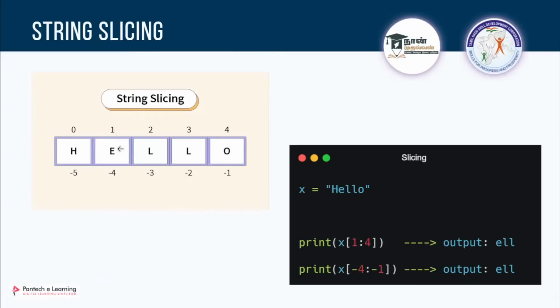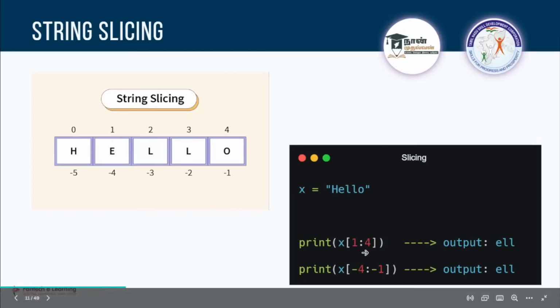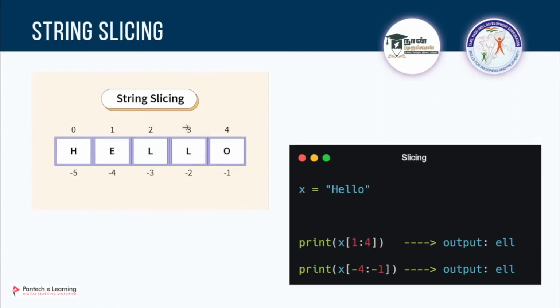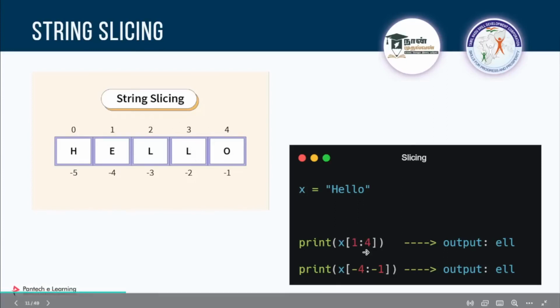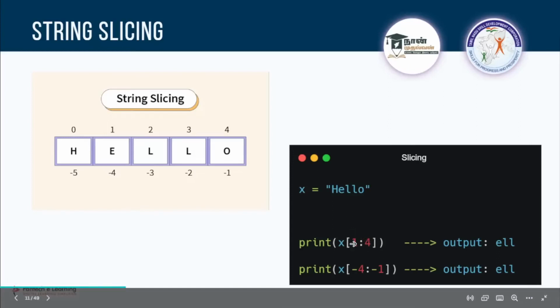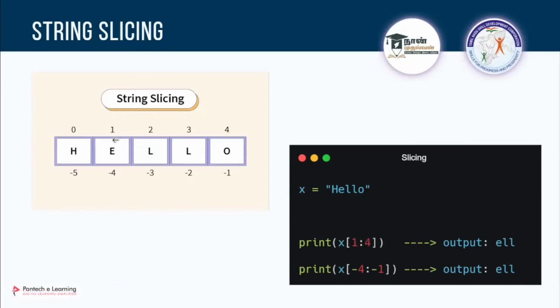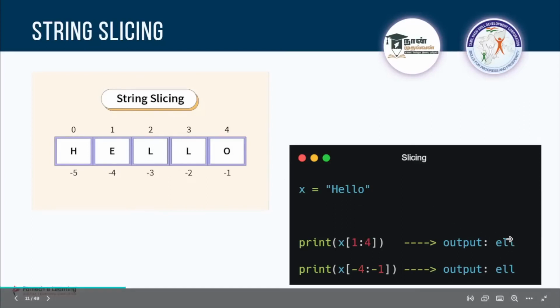This E is in the first index, so it is going to take from E. The ending index works differently: if you mention 4 here, it is going to return you up to 3. In the ending index, it returns one step before. So if it starts from 1, this E, and you call till 4, it gives you up to 3. So it will take E, L, L, and that alone will be in the output.